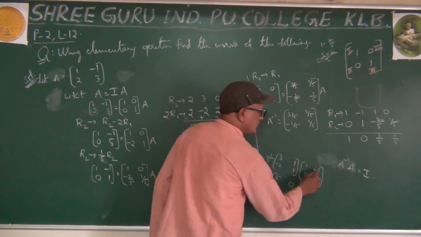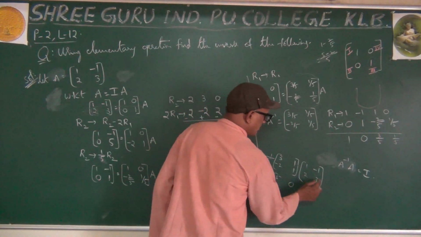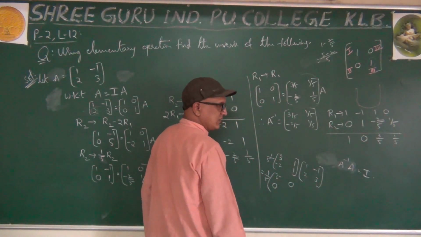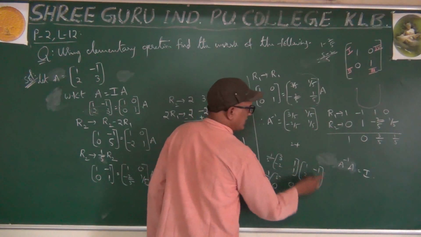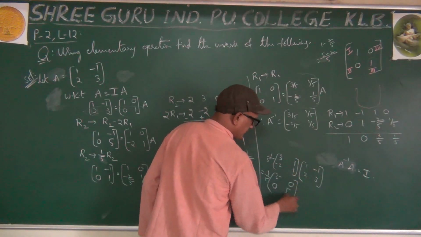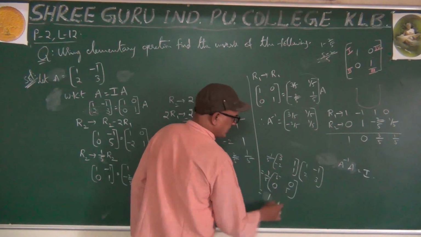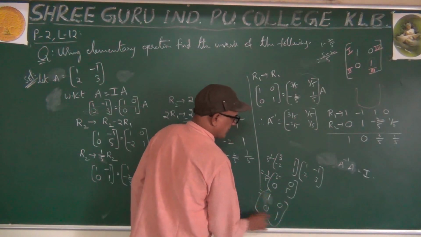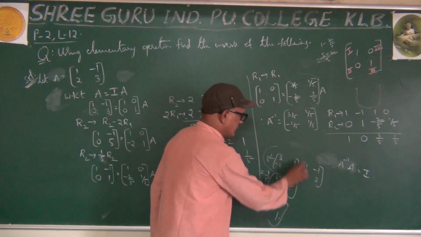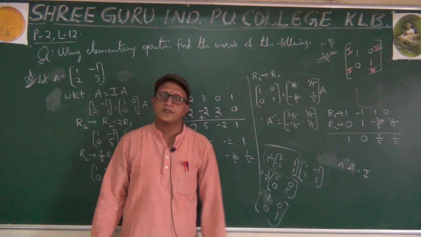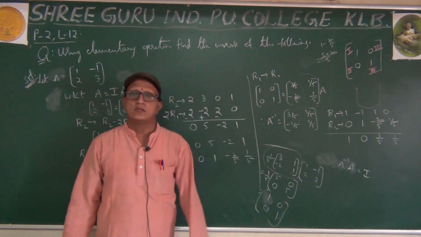Minus 2 into minus 1 is 2, plus 1 into 3 is 3, so it becomes 5. Multiply with 1 by 5: 1 by 5 into 5 is 1, 0, 0. We got 1, 0, 0, 1. So this is the inverse of the given matrix. Right? Okay?